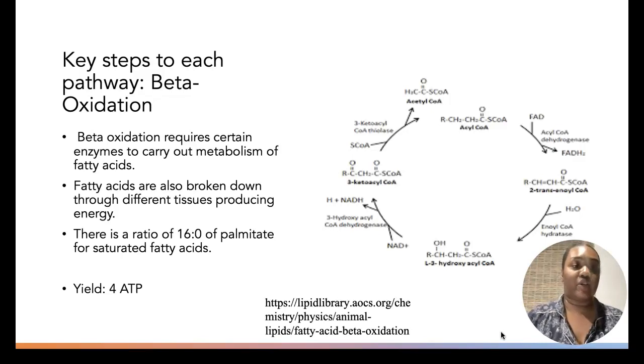Beta oxidation requires certain enzymes to carry out metabolism of fatty acids. It's also the pathway for catabolism of fatty acids, referred to as the beta oxidation pathway because of the oxidation that occurs at the beta carbon. There is also a ratio of 16 carbons of palmitate for saturated fatty acids. Beta oxidation typically yields 4 ATP for this one.